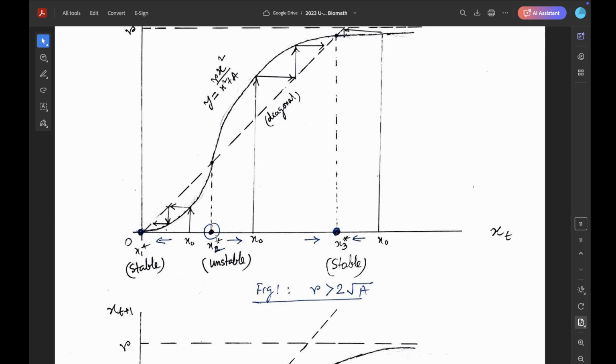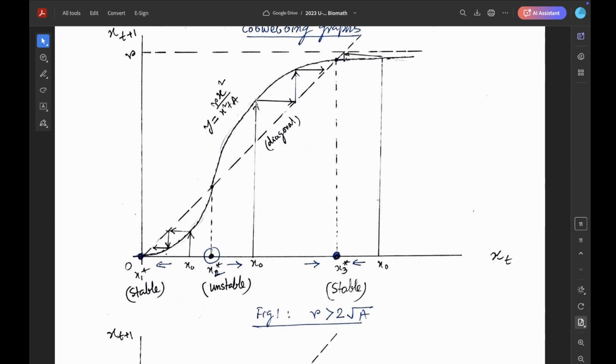If x0 starts from a value greater than x2*, then from x2* to the reproduction curve, then from the reproduction curve to y = x, so the corresponding point is the solution x1, and from this point vertically upward to the reproduction curve, and then horizontally from this point to y = x, and the corresponding point on the x-axis is x3. So x0, x1, x2, x3 solutions get close to the steady state x3*. So x3* is locally asymptotically stable, but x2* is unstable.